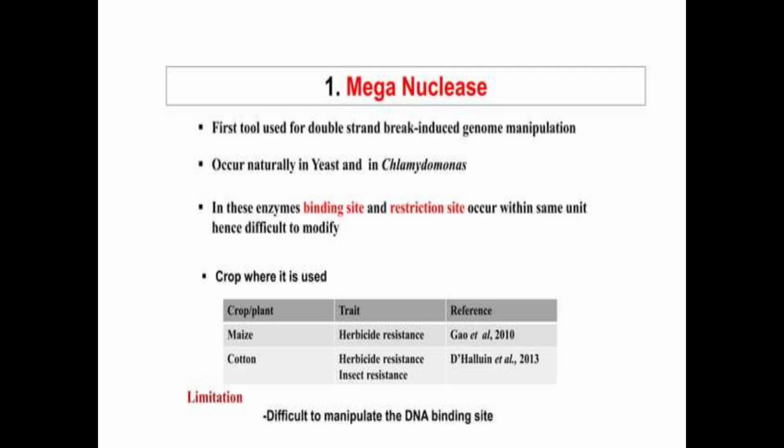Meganuclease is used to edit crops such as maize and cotton. The maize is made herbicide resistant, and cotton is made herbicide resistant and insect resistant. But it is difficult to manipulate the DNA binding site in the case of the meganuclease enzyme.